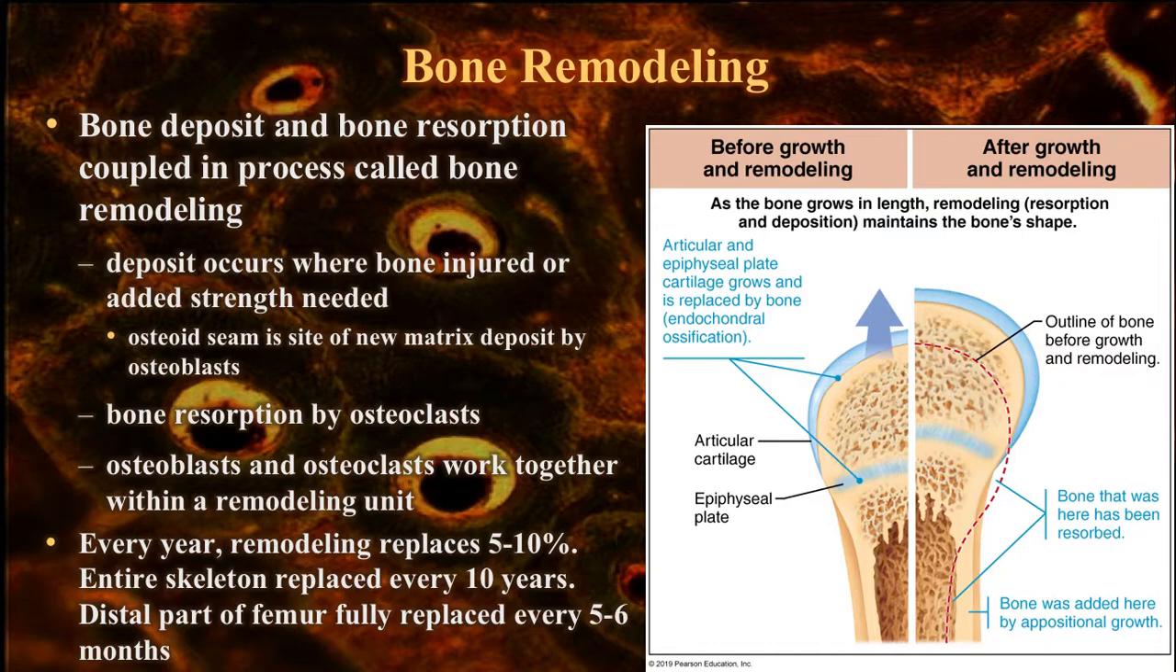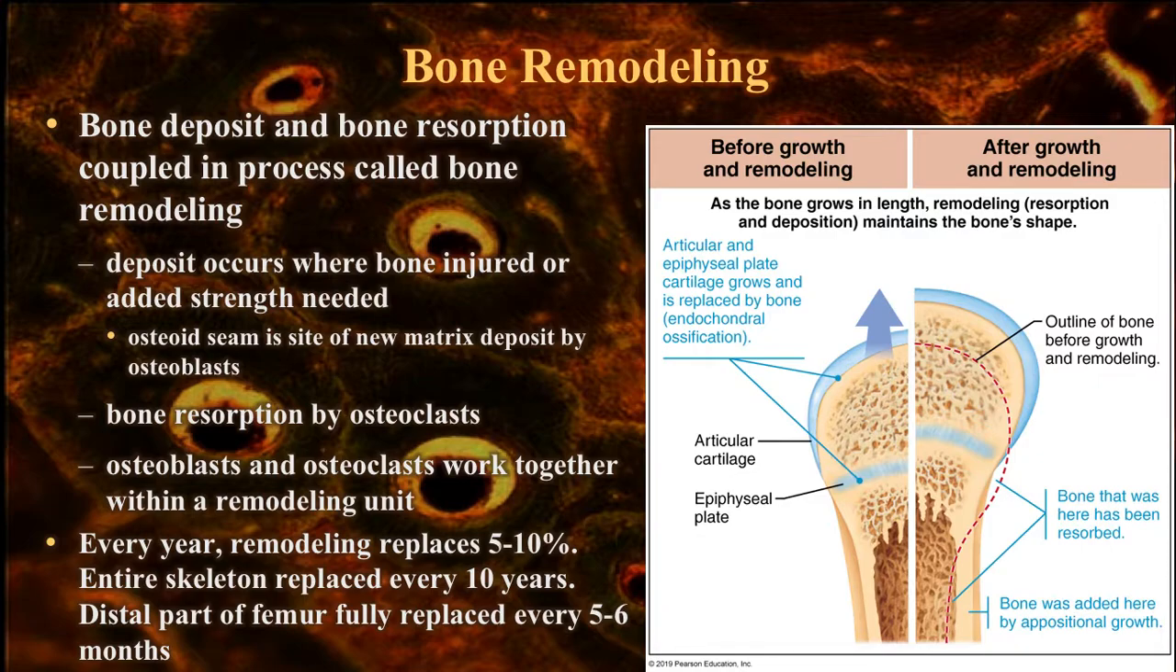Don't worry about it. Okay, an osteoid seam is the site of the new matrix deposit by osteoblasts. So you can see these little seams, these little areas where the osteoblasts have come in and laid down new matrix that's still mostly organic, that the inorganic minerals haven't come in and solidified it yet. Okay, so that makes up an osteoid seam. The bone resorption, breaking down, happens by osteoclasts, which we've already talked about. And then the osteoblasts and osteoclasts work together as a unit.